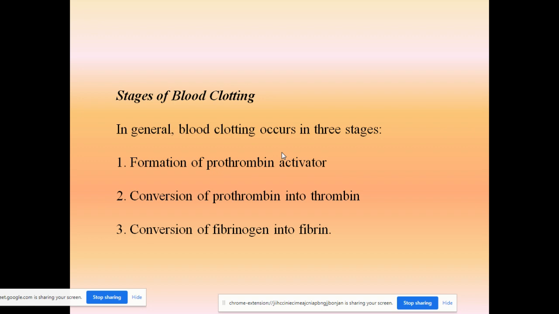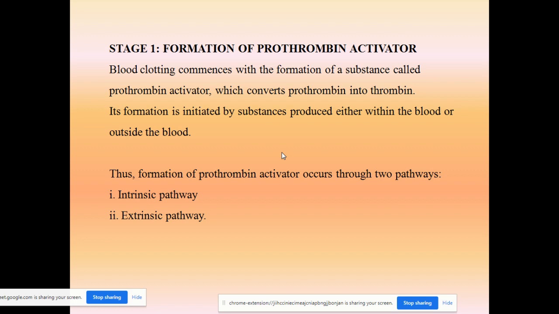So what are the 3 levels of blood clotting? First one is formation of prothrombin activator. Second one is conversion of prothrombin to thrombin. Third one is conversion of fibrinogen into fibrin. Students, are you there with me?